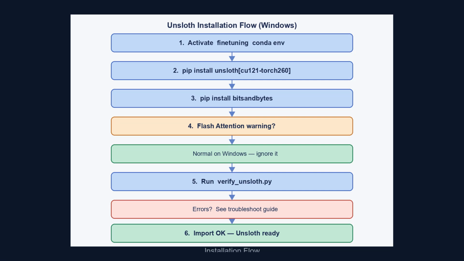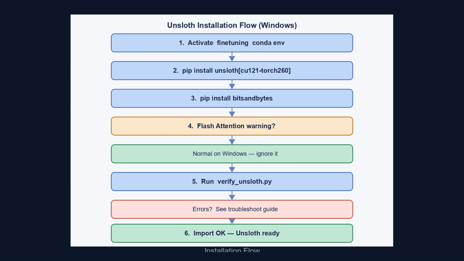Installation methods. The installation flow for Windows follows four steps. Activate the fine-tuning conda environment. Install PyTorch with the CUDA 12.1 index URL. Install bitsandbytes. Then install Unsloth from GitHub with the cu121 extra specified. During that last step, you'll see the flash attention warning. That's expected. Ignore it.